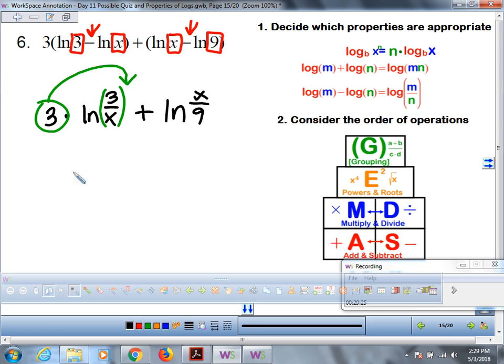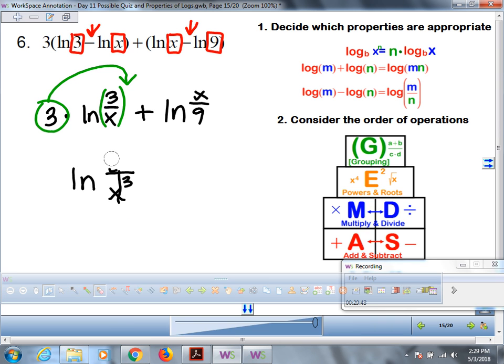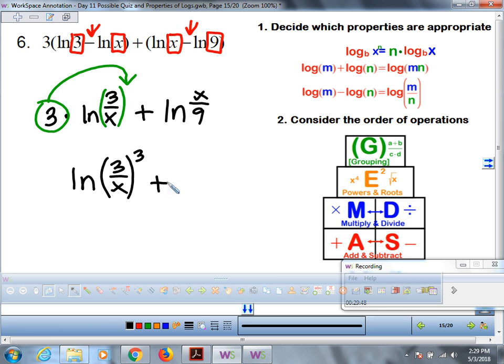So now we have ln 3 over x to the 3. Would you like me to rewrite that step? 3 over x cubed plus ln x over 9. You know some teachers will mark you off if you don't have equal signs here? Okay, moving on.